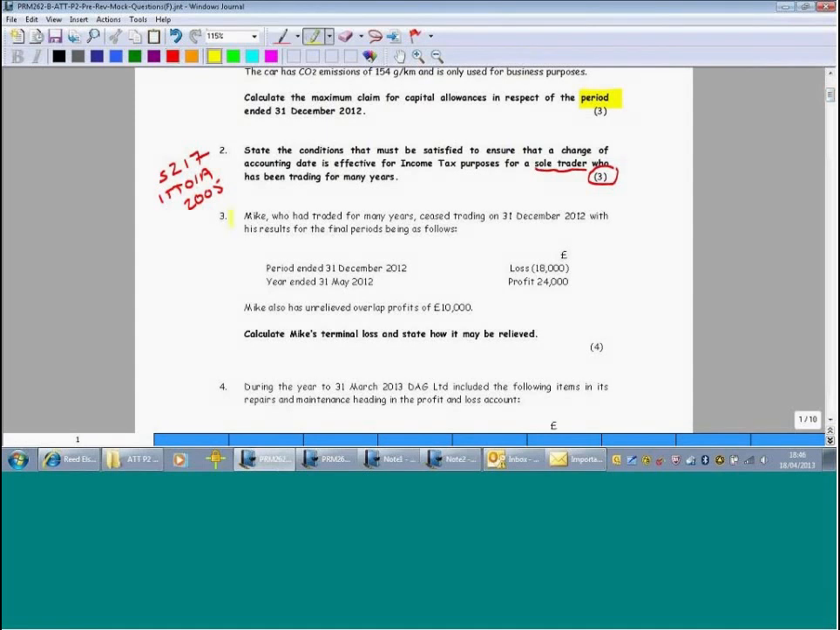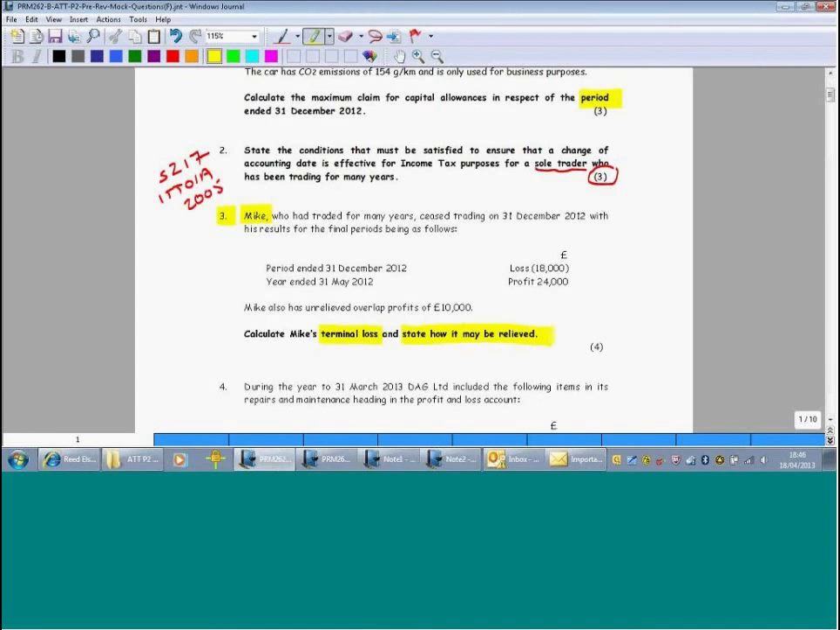Now, the short form I actually wanted to run through with you is question 3, because this is an area that a lot of people find difficulty with. We're dealing with an individual, a sole trader, who's ceasing to trade, and the requirement is asking you to calculate the individual's terminal loss. But notice from the requirement, not only do you have to calculate it, you also have to state how it may be relieved.